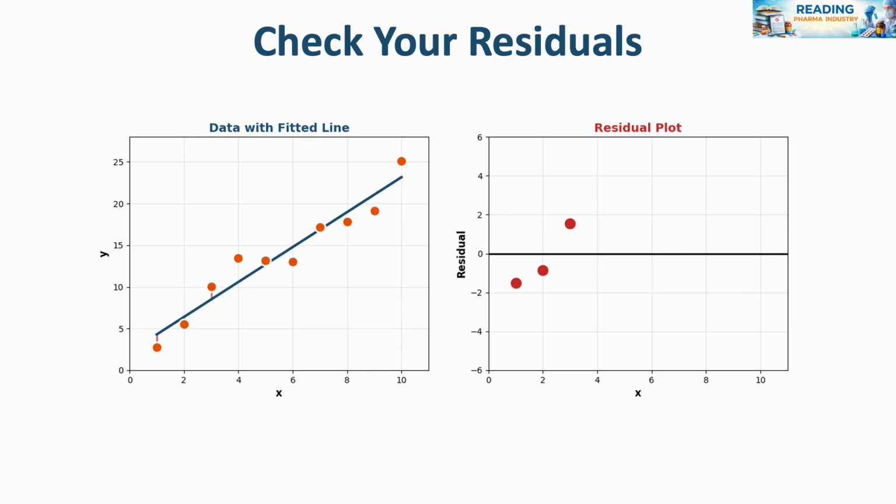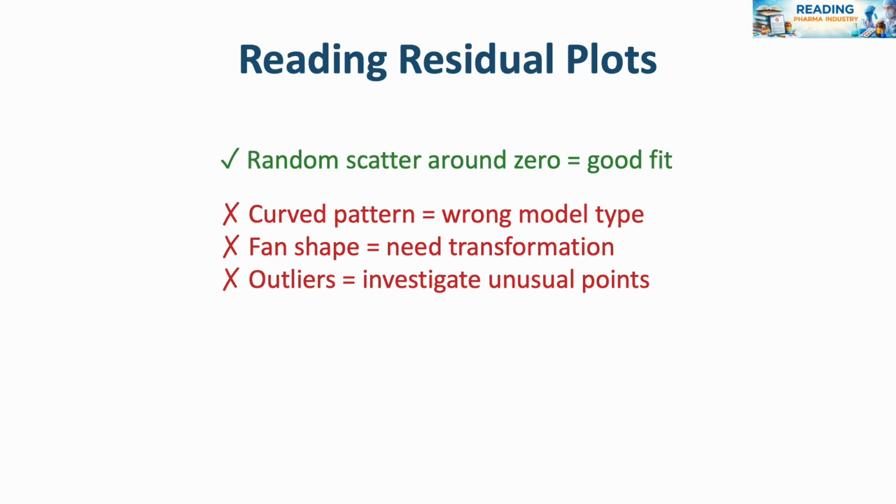Always plot residuals, very important for your analysis, because they should scatter randomly around 0 with no pattern. Good residuals show random scatter around 0, and that indicates you have a good fit. On the other hand, you may have bad residuals, and bad residuals means they will show pattern. So a curved pattern means you've chosen the wrong model type. A fan shape, for example, for your residuals means you need to do data transformation.